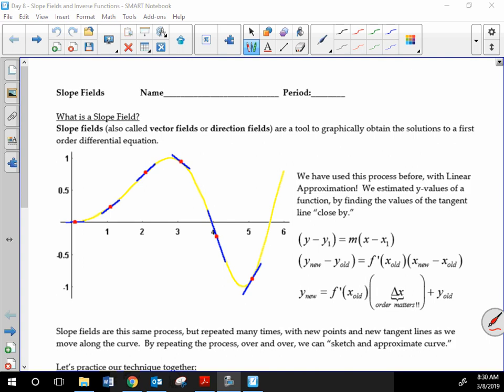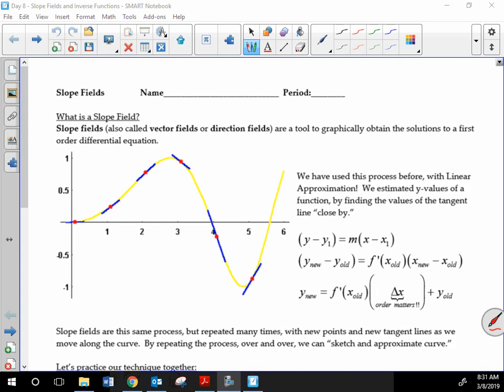Sorry. So slope fields, they're also called vector fields or direction fields. It's basically just a way to visualize what our solution is to a differential equation. This is kind of our intro to differential equations, which we'll be doing next class. Yes, I think it's next class.